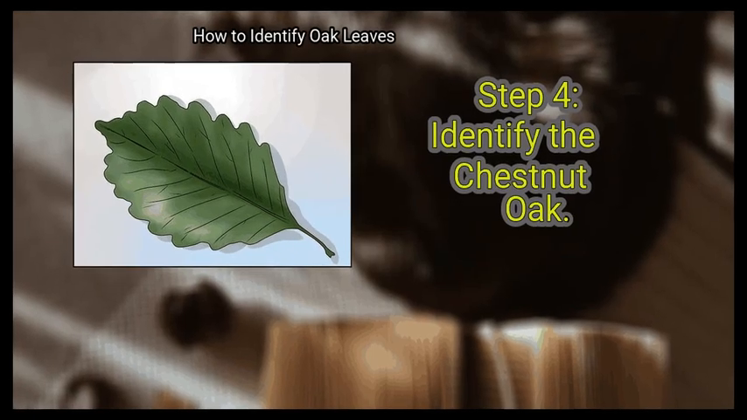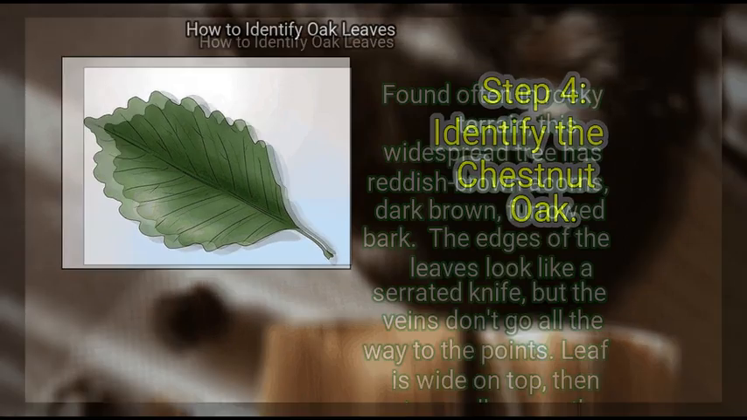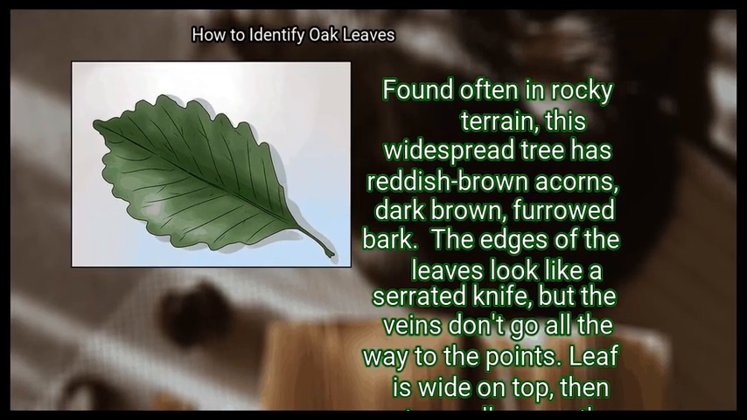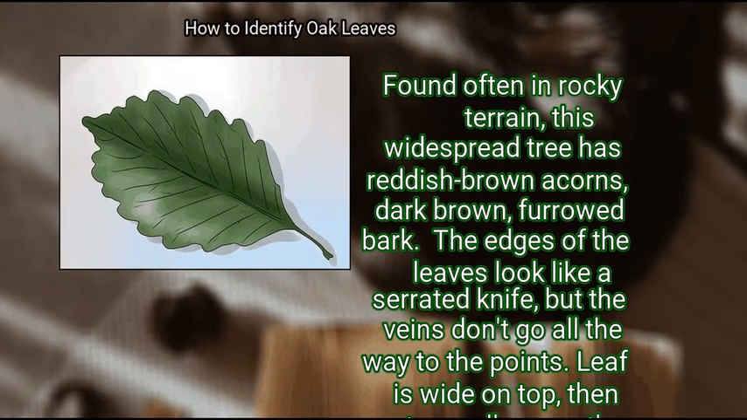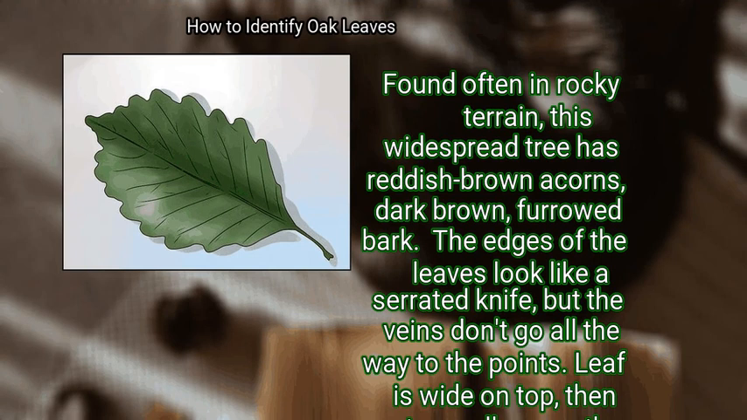Step 4. Identify the chestnut oak. Found often in rocky terrain. This widespread tree has reddish-brown acorns and dark brown, furrowed bark. The edges of the leaves look like a serrated knife, but the veins don't go all the way to the points. The leaf is wide on top, then gets smaller near the base. Leaves are between 4 to 9 inches long and 4 inches wide.